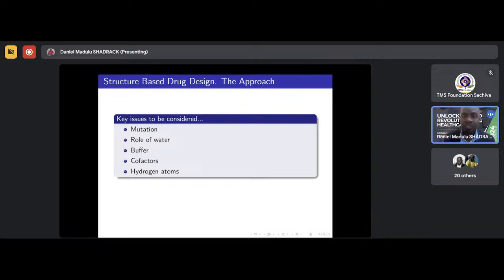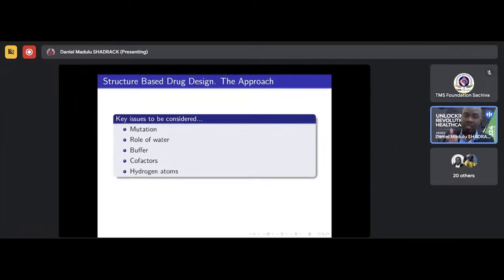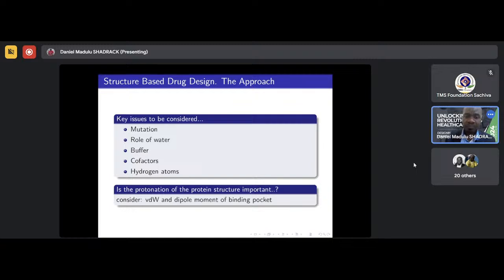When you are doing structure-based drug design, in particular when you start with a small molecule, you need to take care. It's not just taking a molecule to dock. In science, we don't do it like that. You need to first understand your molecule very well, and if there is a mutation, you need to understand it. You also need to take care of the hydrogen atoms. They play a very important role in structure-based drug design, so you need to take care of the protonation state.